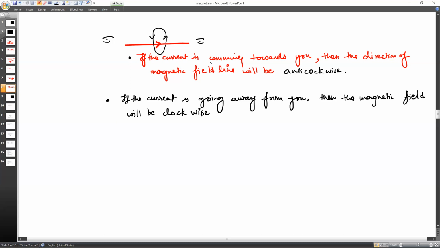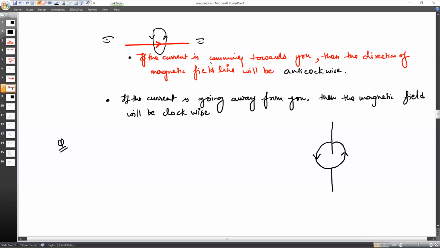Moreover, for example, let's suppose I have this, and you are watching it from the top, and you find it like this. There's a question for you: the current and the magnetic field lines are just like this. Can you tell me whether the current is coming towards you? You are watching it from here. Is the current towards you or away from you? It's towards you.